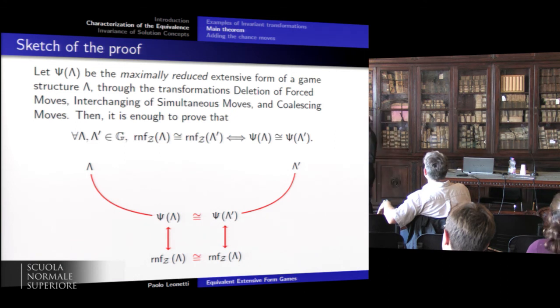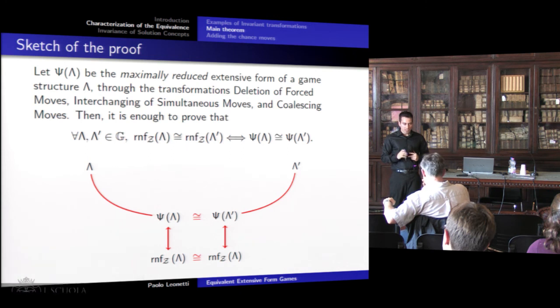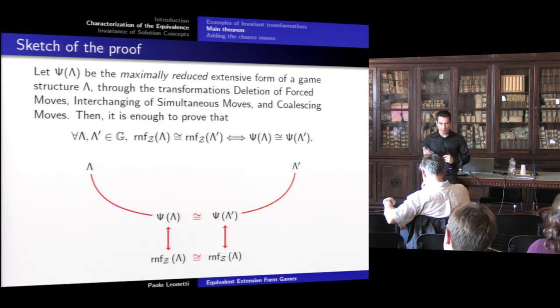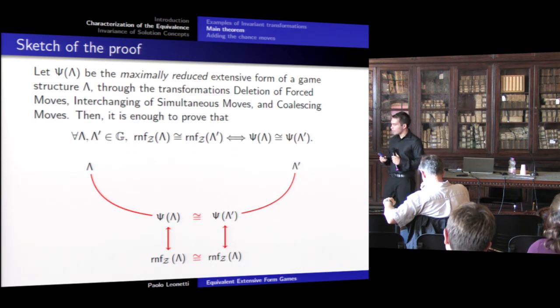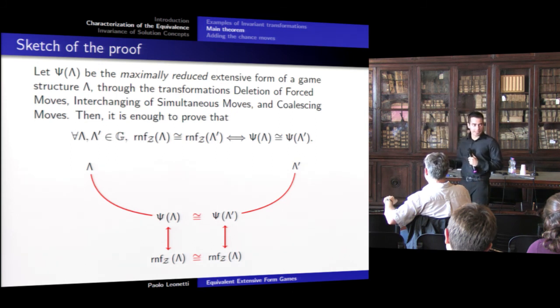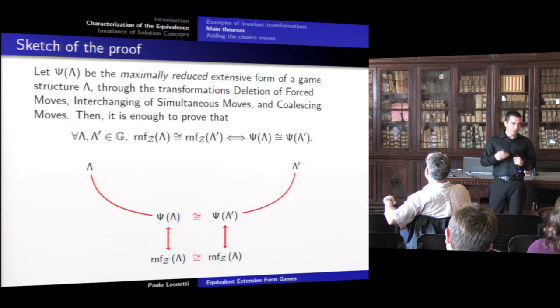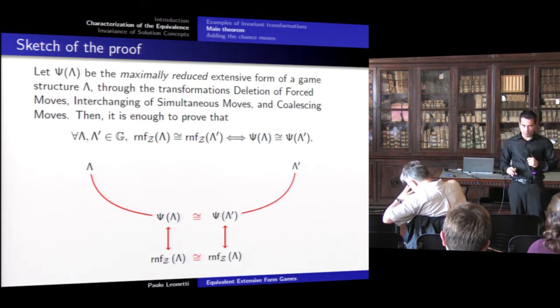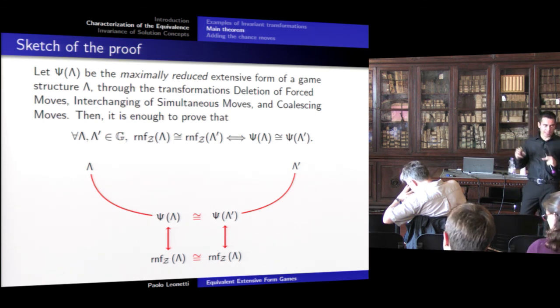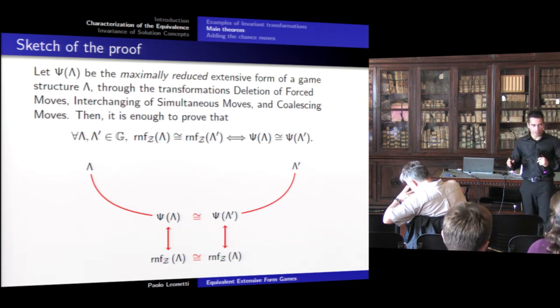Each one of these three transformations applies independently at each non-terminal node. And each application of a transformation has no effect on the potential application of other transformations on other nodes. It means that we can apply at each non-terminal node all the transformations that we can. And at a certain point, we will have to stop. At that point, we will have a game structure in extensive form such that no transformation can be applied. And it can be proved that the set of reduced normal forms with respect to terminal paths and the set of maximally reduced game structures are isomorphic, in the sense that there is a one-to-one correspondence, and the structure of the realization function is preserved from here to here.